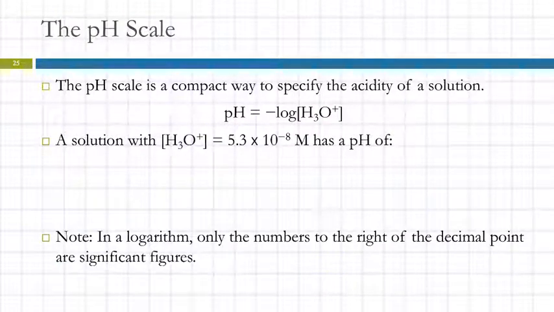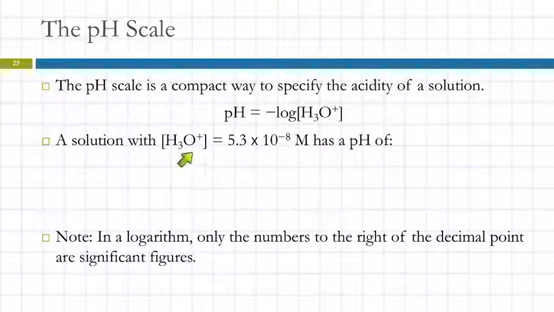So the pH scale. You should have heard of pH before. Anybody done pHs? Here come the logarithms again, right? So the pH scale is just a compact way to specify the acidity of a solution. Because when we're talking about hydronium ion concentrations, they can range from 10 to the 0 down to 10 to the minus 14. That's 14 orders of magnitude. It's huge. A logarithmic scale compresses that. So pH means the negative base 10 log of the hydronium ion concentration. It's just the definition. Okay?